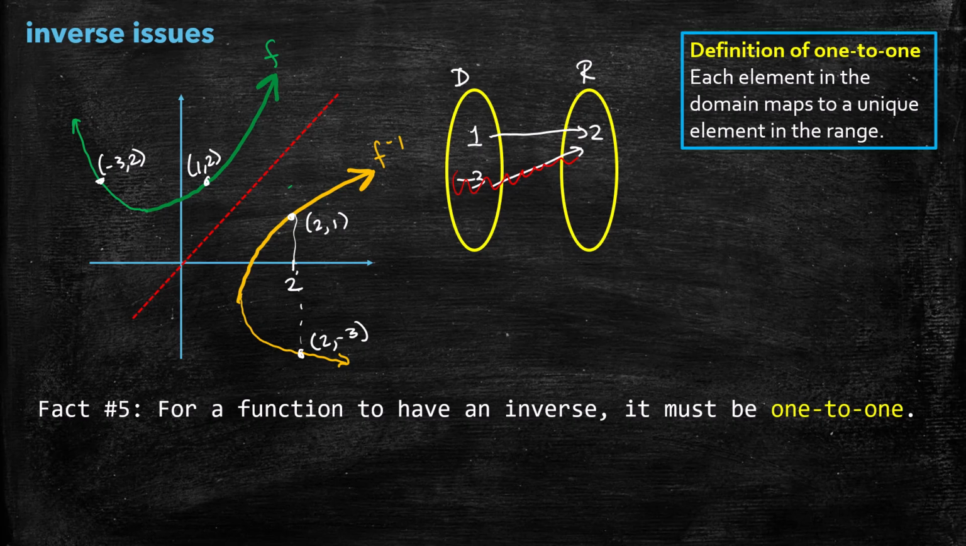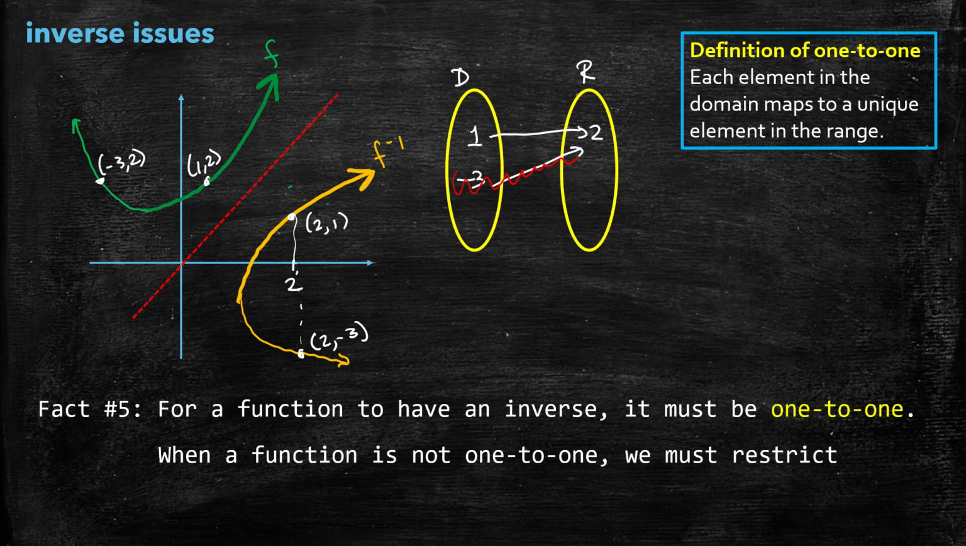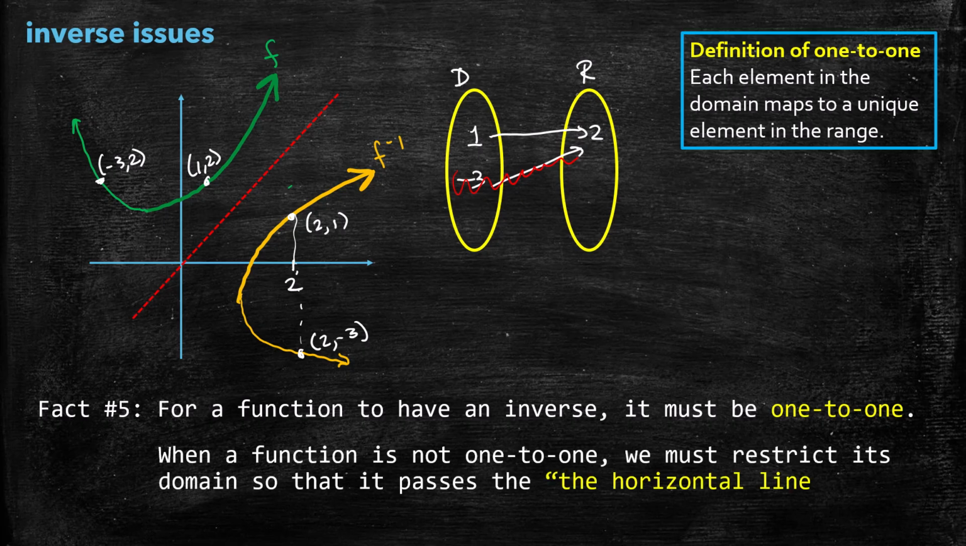So how do we compensate for that? When a function is not one-to-one, we must restrict its domain. A real good quick test to see if it has an inverse or not is to make sure it passes the horizontal line test, which means a horizontal line can't intersect the function more than once, which it does up here.